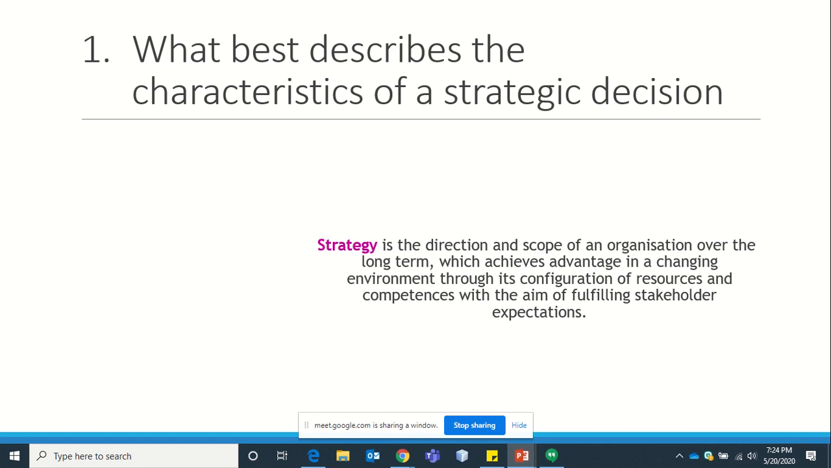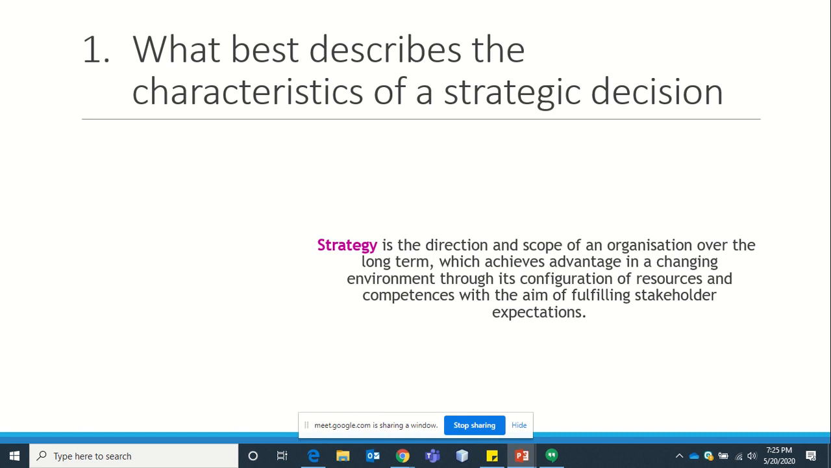To react to the environmental changes, they need strategies. I'll take one example later of how the organization can react. And here it says that when you are going to take advantage of the changing environment, you have to configure your resources and competencies. Within an organization you have a lot of resources and a lot of competencies, so you have to configure these properly. And meanwhile, you have to make sure that you are fulfilling your stakeholders' expectations.